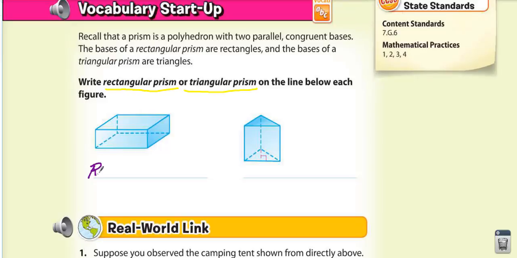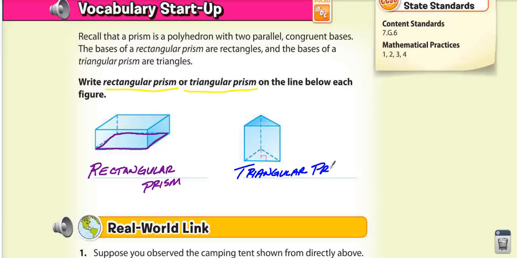So, hopefully you remembered, this one is the rectangular prism, and it's called a rectangular prism because its base is a rectangle. And not surprisingly, this is the triangular prism, and it's the same reason. It's because its base is a triangle. So we name the kind of prism based on the base.